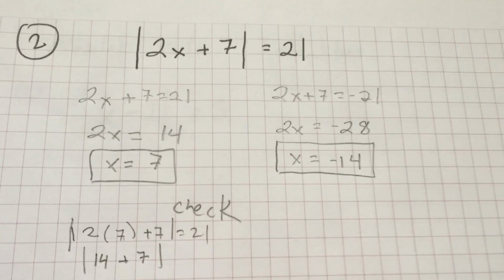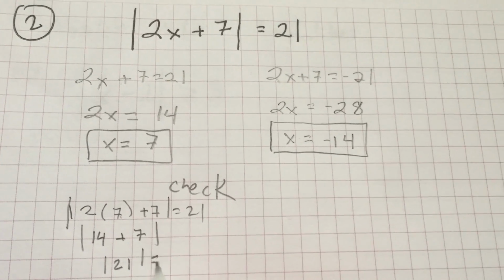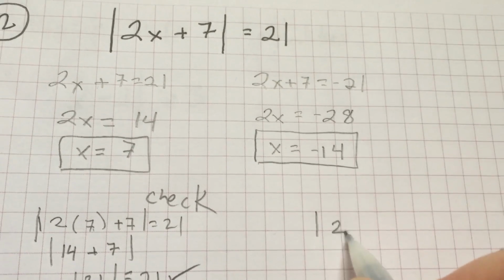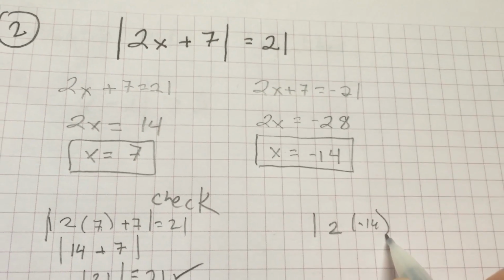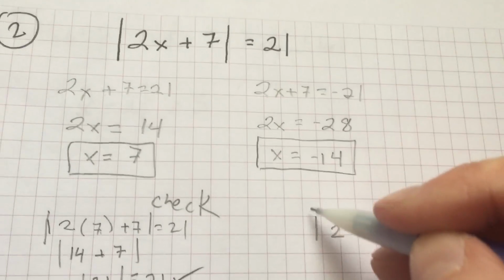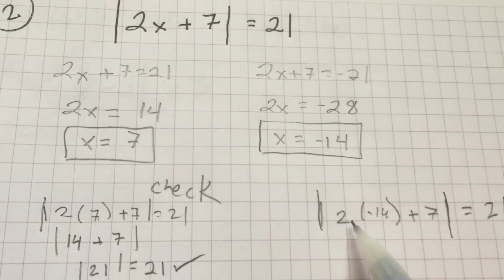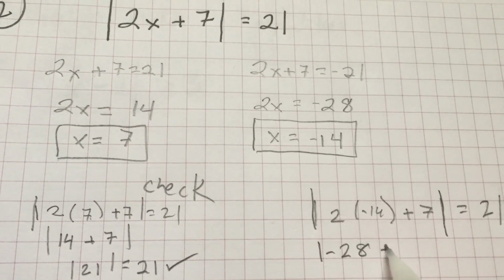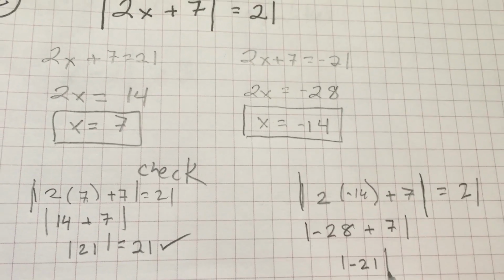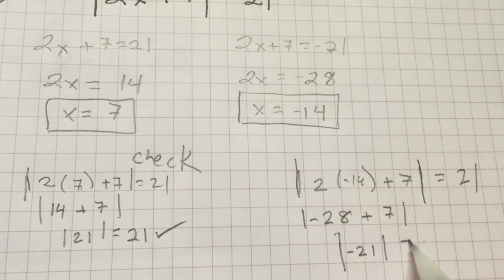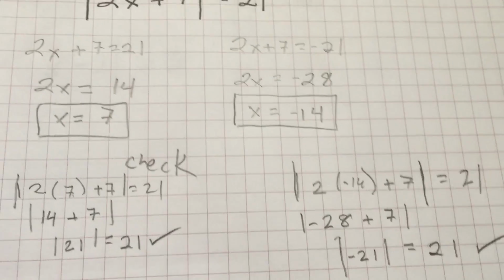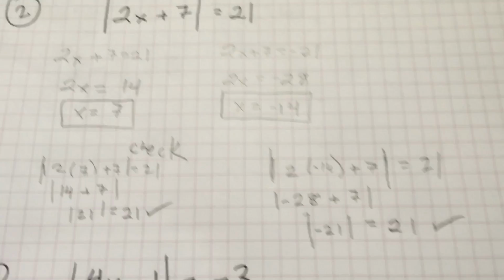Keep that inside the absolute value, and the absolute value of 21 does in fact give you 21. Check on that. Over here, we'll say 2 times negative 14 plus 7. Close the absolute value up. Draw my absolute value signs a little bit larger. So this will give you a negative 28 plus 7. And that, in fact, will give you the absolute value of negative 21. And that does give you 21. Check. All right, so let's try one more.